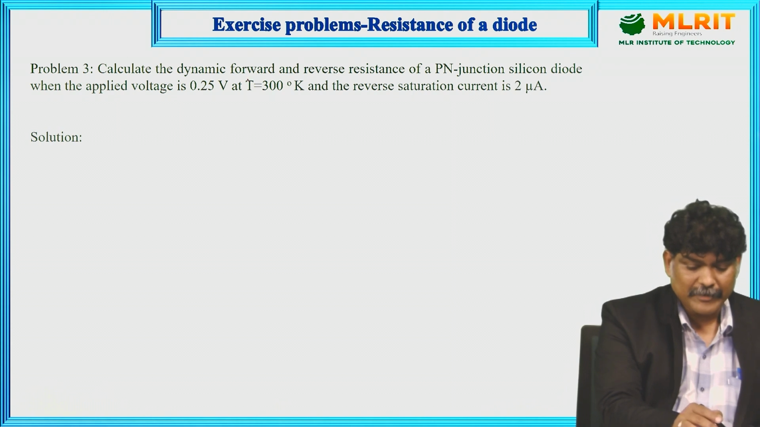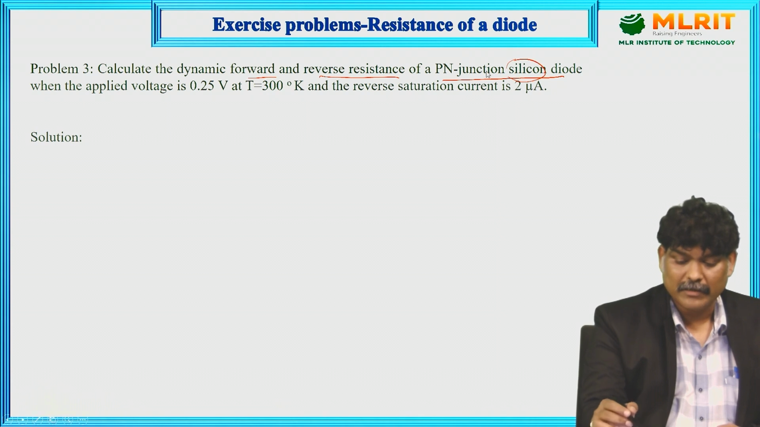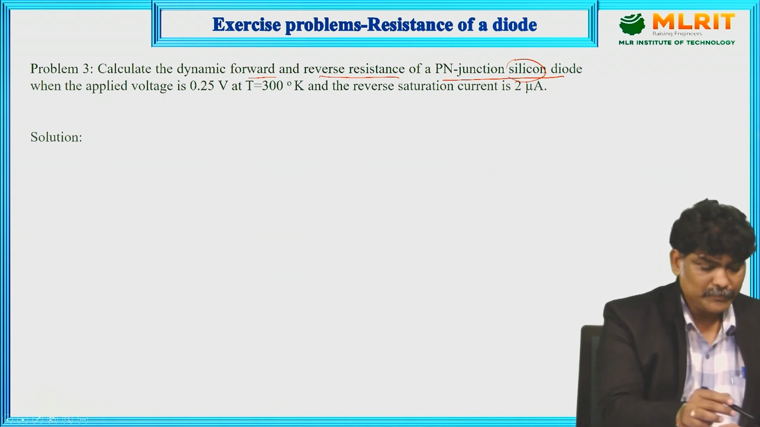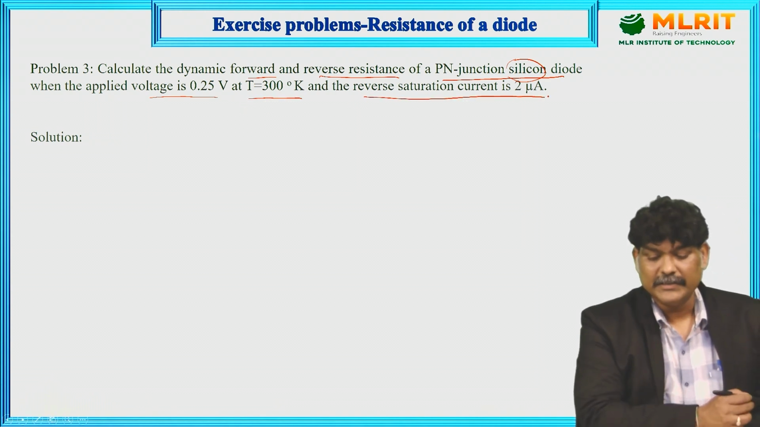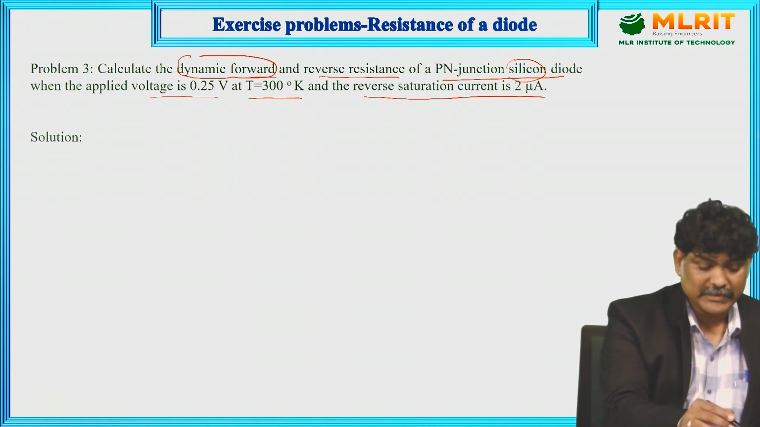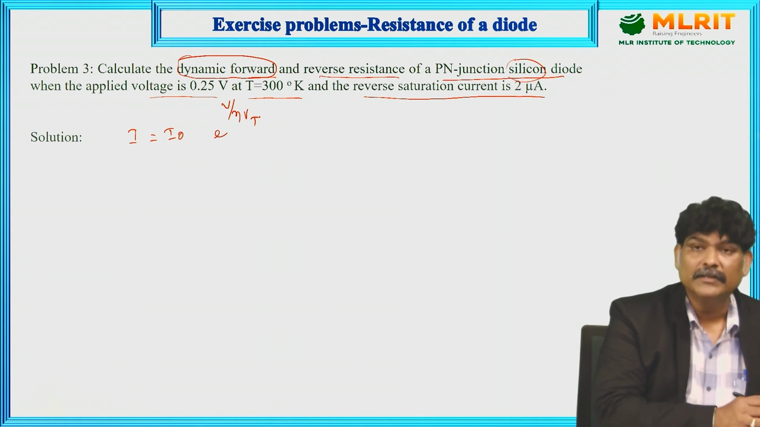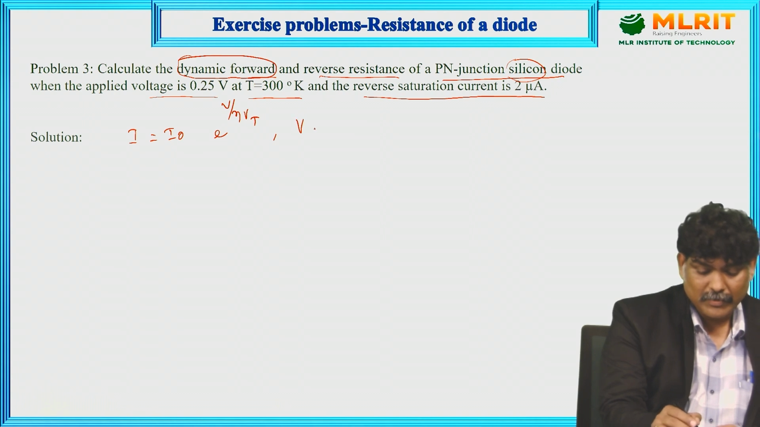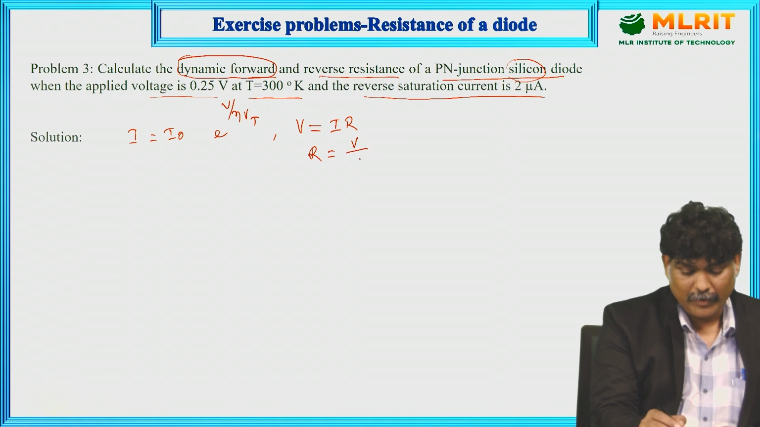So calculate the dynamic forward and reverse resistance of a PN junction diode. So we have been given a silicon diode. So silicon indicates eta is equal to 2. When the applied voltage is 0.25 at 300 degrees Kelvin and reverse saturation current is 2 microamperes. So here what we have to calculate? Dynamic resistance. So this comes under finding the resistance value. So first of all, we know I is equal to I naught into e power V by eta Vt. We also know the relation between resistance and voltage, V is equal to IR. So resistance is given by V upon I.